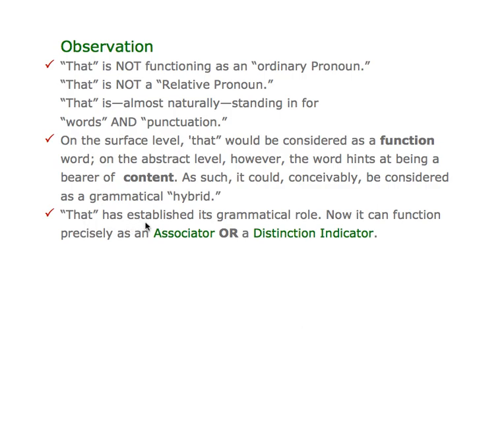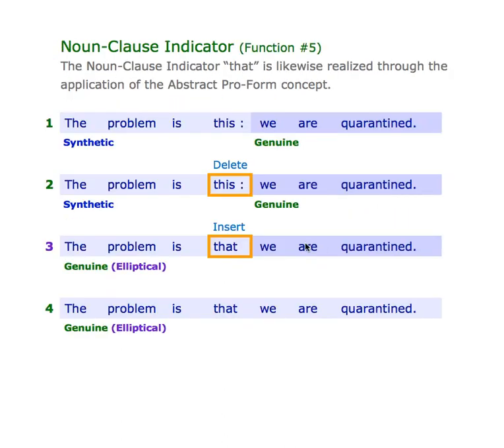That has established its grammatical role. Now it can function precisely as an associator, if you want to call it that, or a distinction indicator. All right? Now, while we're at it, let's look at one of my other innovations, the noun clause indicator. All right? That's function number 5 for the word that. The noun clause indicator, that, is likewise realized through the application of the abstract proform concept.